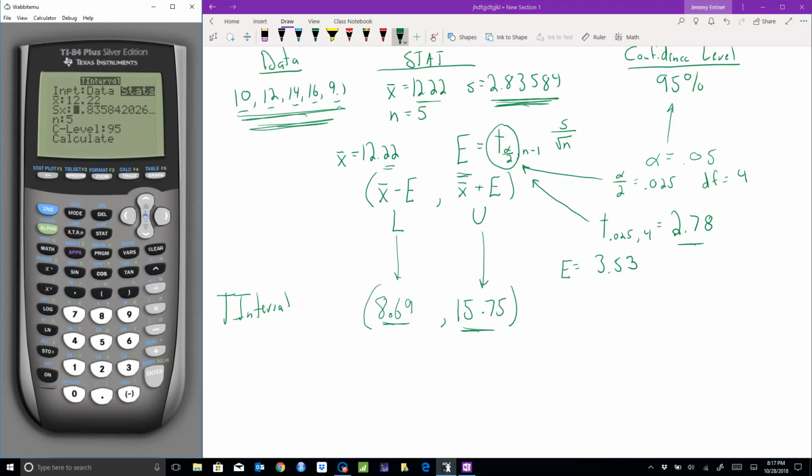It won't always do that, especially if you haven't just typed in the data, but you can type in the numbers you're given, a sample mean, a sample standard deviation, a sample size, and you go down and say calculate, and it'll come back and it'll give you your lower value of 8.69 and the 15.741, which again, when we did it by hand, we did a little bit of rounding, okay, and so we get something slightly different.